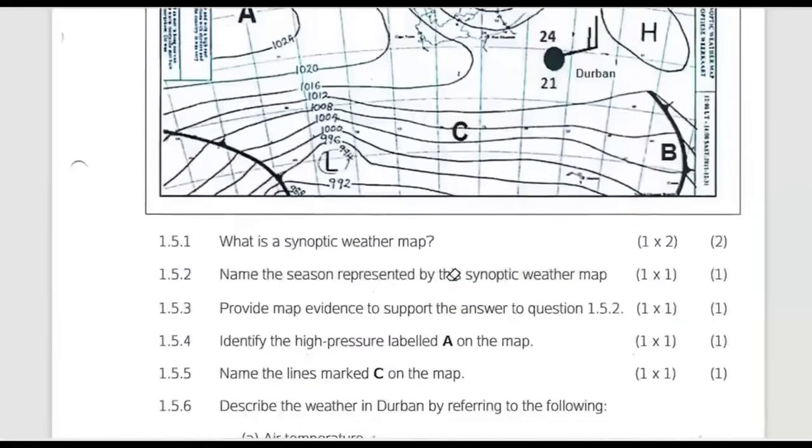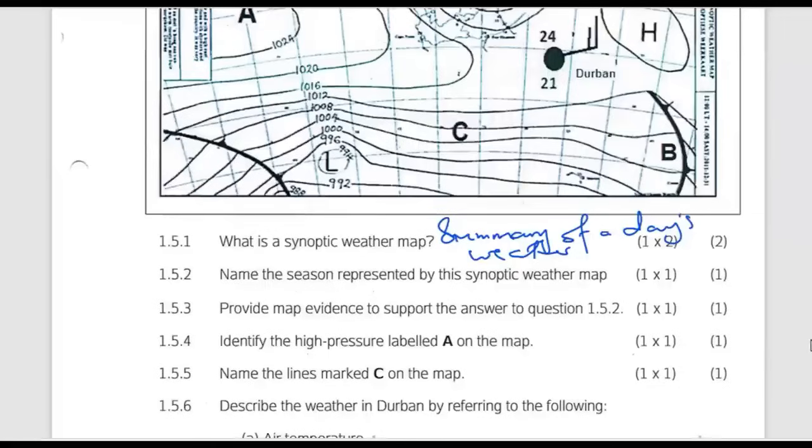What is a synoptic map? Basically, when you are discussing a synoptic map, what is important is you give it as a map that shows a summary. Synoptic means it summarizes. So it's a map that gives a summary of a day's weather. It summarizes all the weather elements of a given place on a particular day.